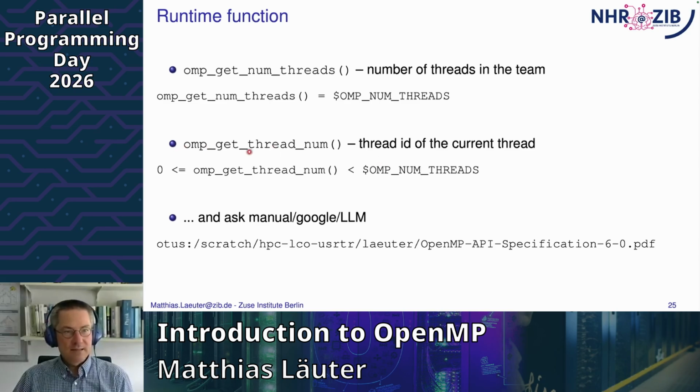And omp_get_thread_num is here. The tiny difference is num_threads and thread_num. This is the present ID of the thread. So each of the threads has its own personal ID, and this number ranges between 0 and below the number of threads. Okay, and if you want to learn more about the details of the specific pragmas and functions, you ask the specification. I have told you already, but of course Google and your chat tool of your choice can help you.